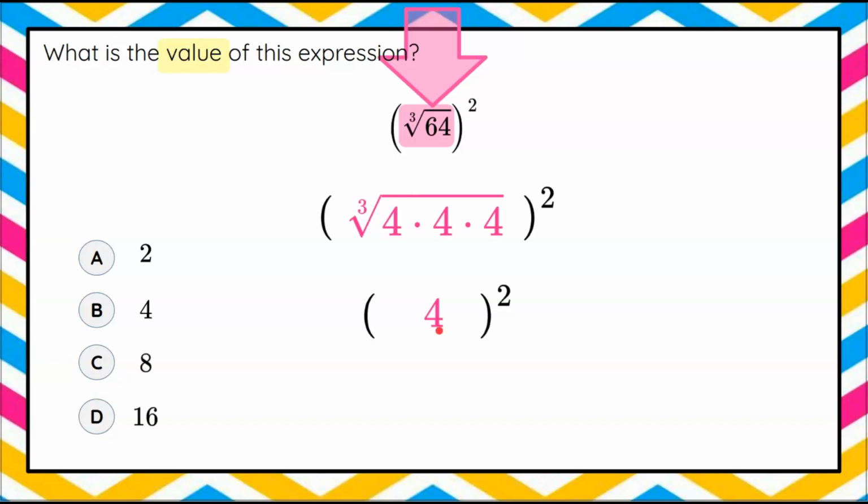And now I have 4 squared, which is 4 times 4, which is 16. And that is answer choice D. So that is how you evaluate or find the value of this expression. We found the cube root of 64, and then we squared that value.